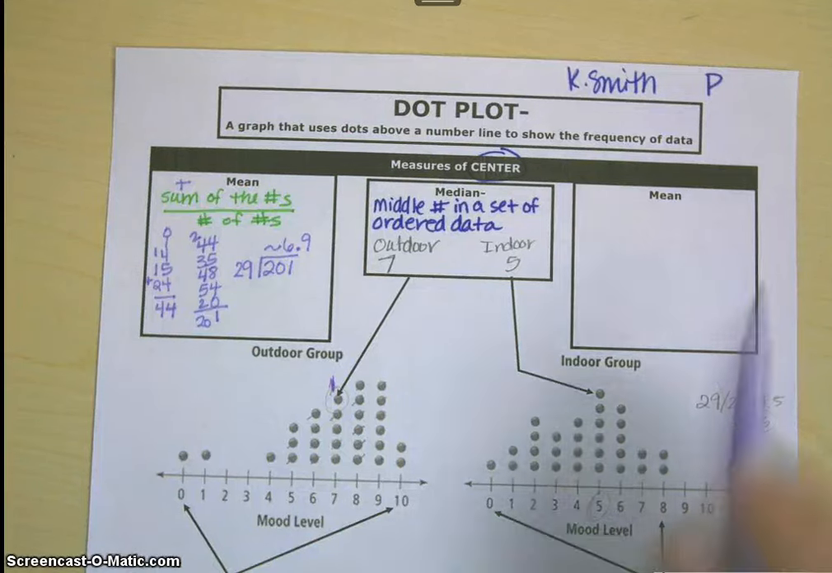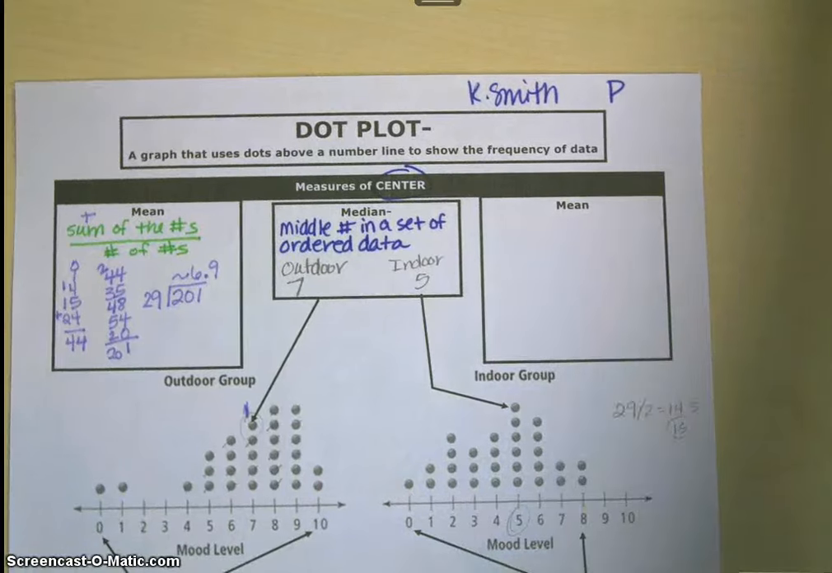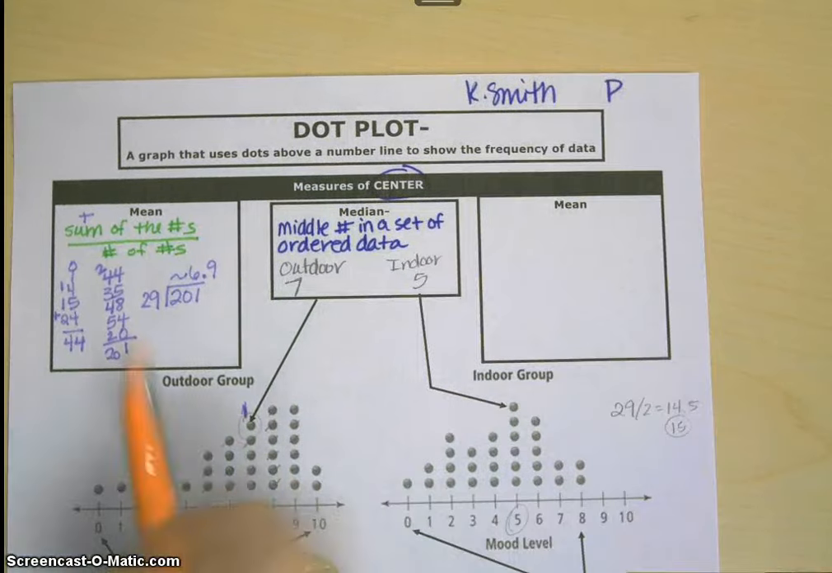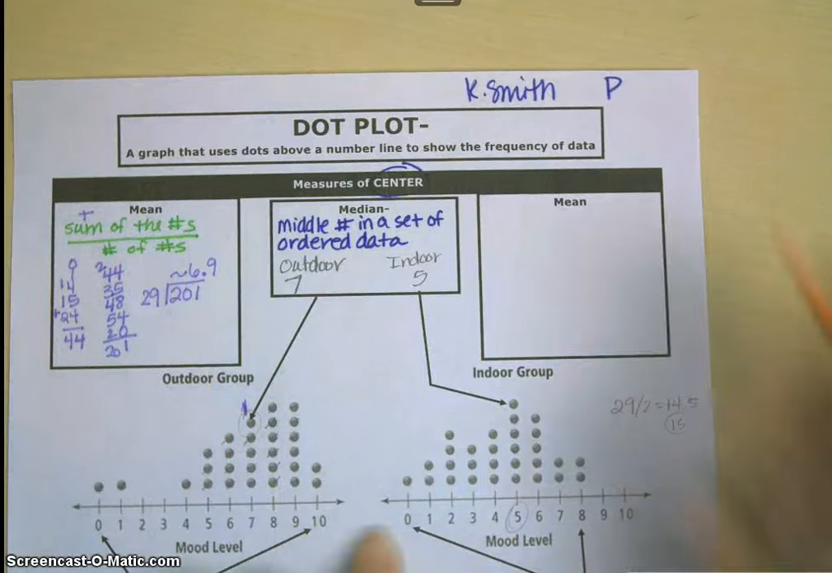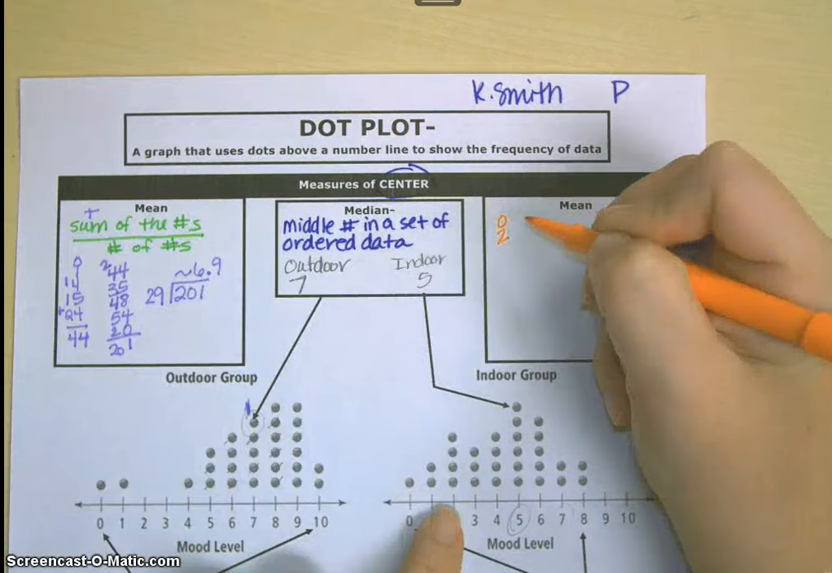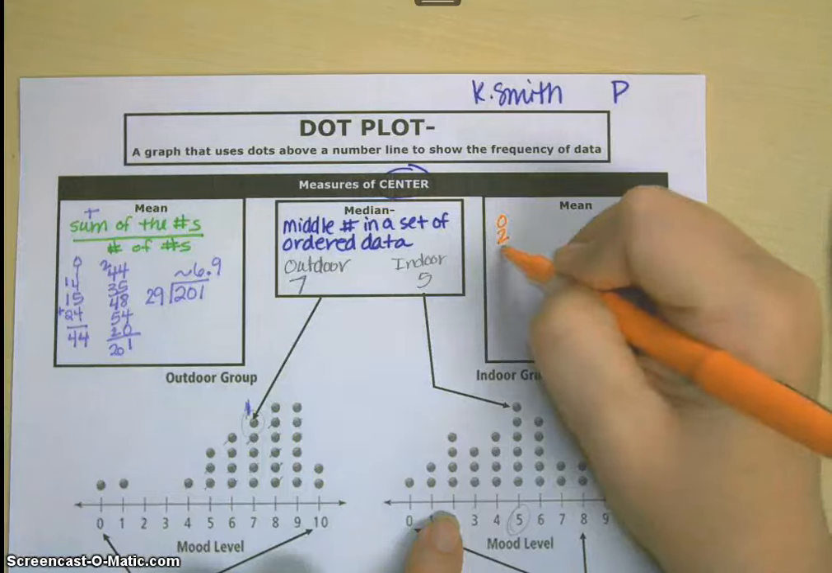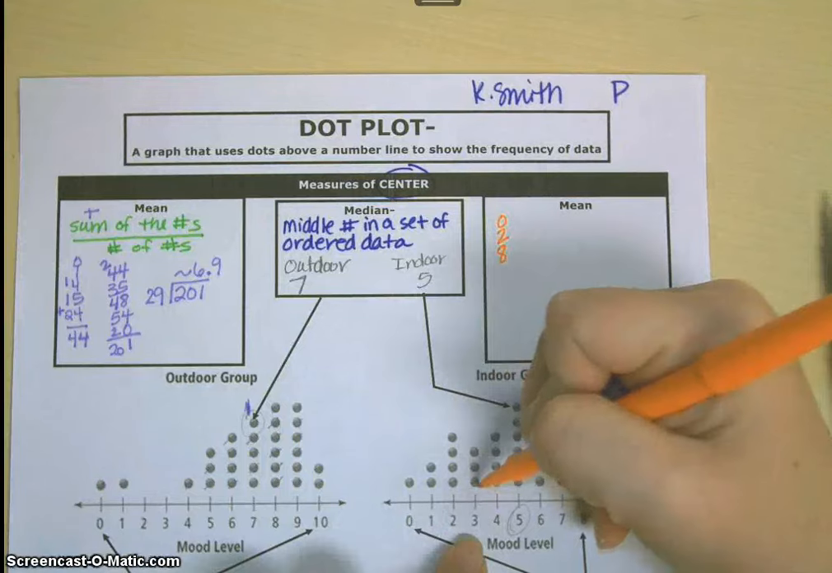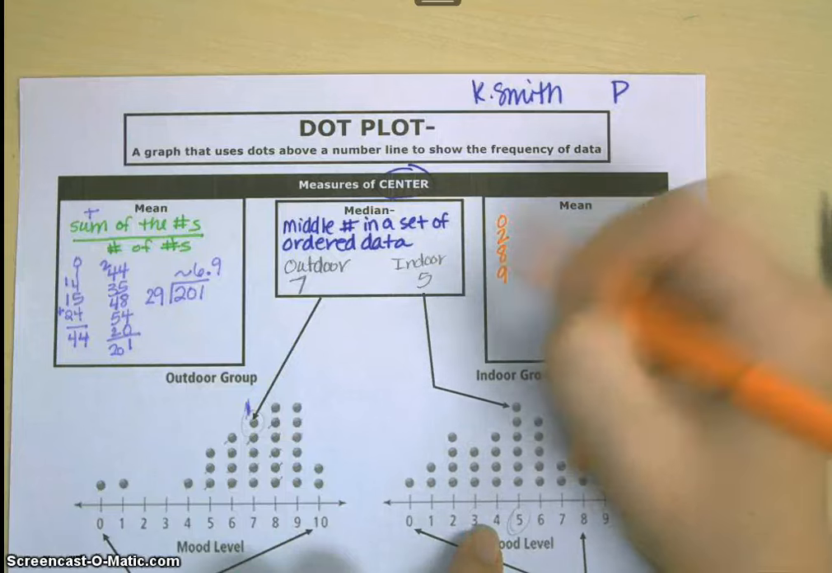All right, so we're going to do the mean for our indoor group now. Remember, we find the mean by taking the sum of all the numbers divided by the number of numbers. So here we go. We have a 0. We have 2 ones, which is 2. We have 1, 2, 3, 4 2s, which is 8. We have 3 3s, which is 9. 4 4s, which is 16.